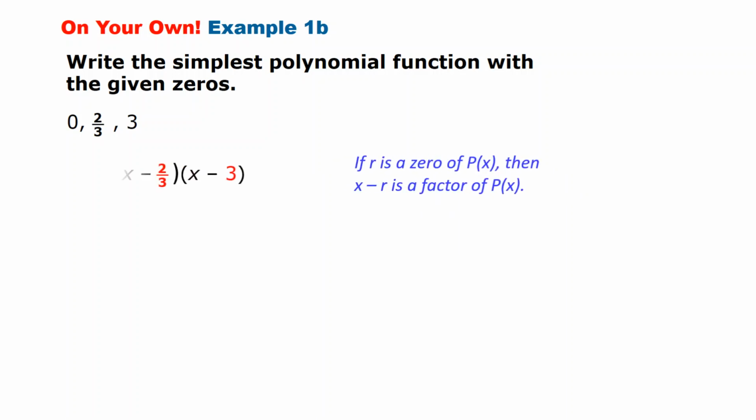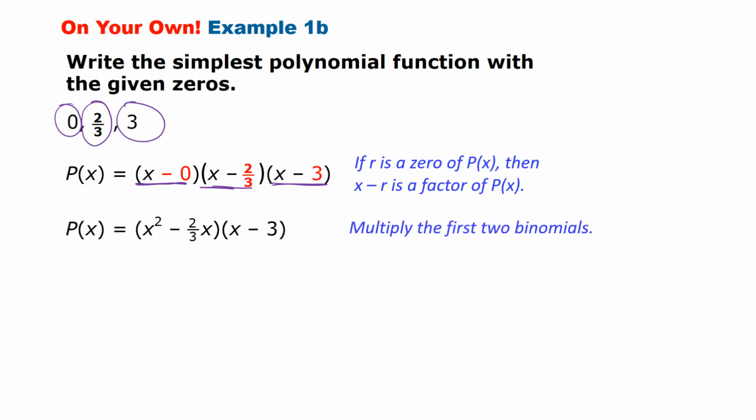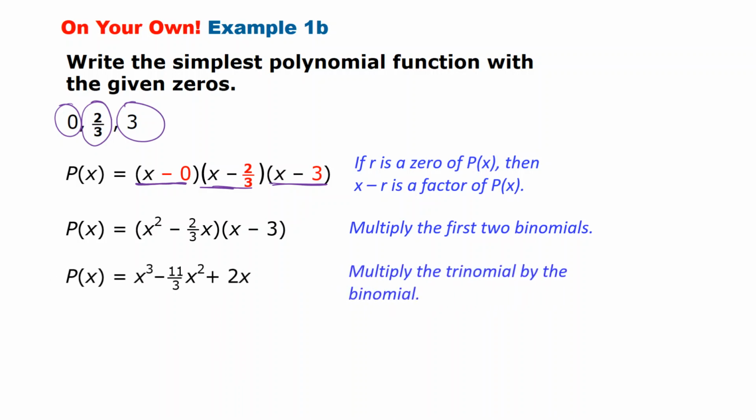So the first thing we want to do is, if r is a 0 of the function p of x, then x minus r is a factor. So here's my first root, so x minus my root. Here's my second one, and there it is. And here's my third one, here it is. All we have to do now is multiply the first two binomials together. And then all we have to do is go back and multiply the trinomial by the binomial. And here is our final answer. So I hope that you were able to get that without any problems.